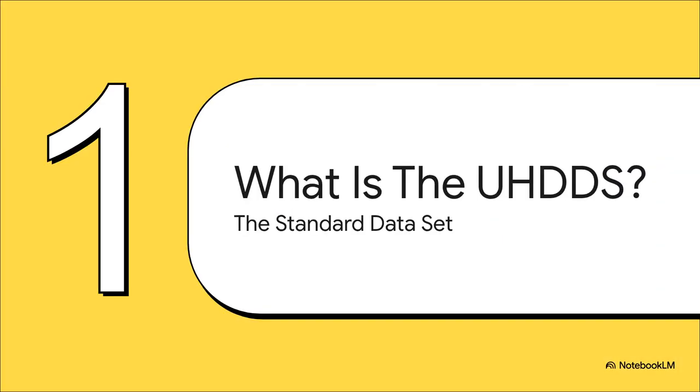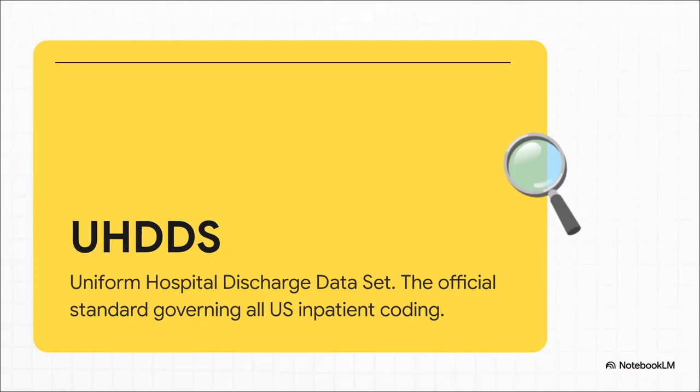Section 1. What is the UHDDS? UHDDS stands for the Uniform Hospital Discharge Dataset. You can really think of this as the absolute law of the land for hospital inpatient data reporting across the entire United States. Its primary purpose? To standardize the definitions of the data elements that hospitals collect and report on every single discharged patient.